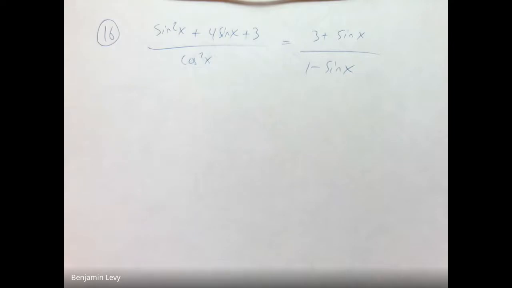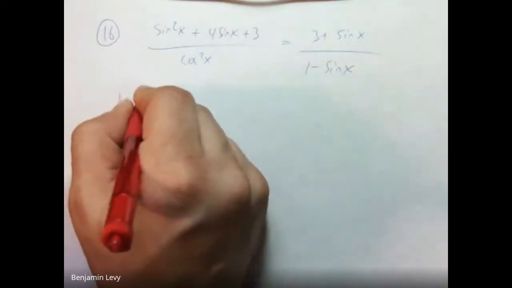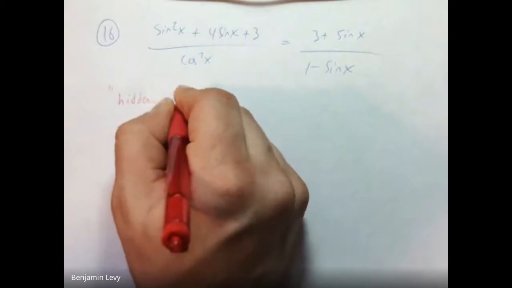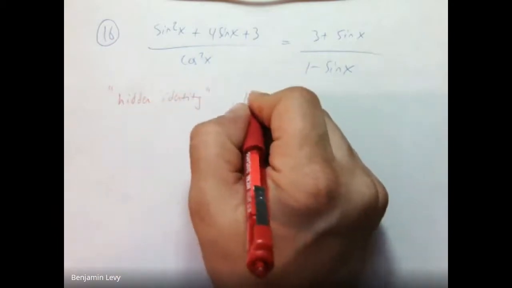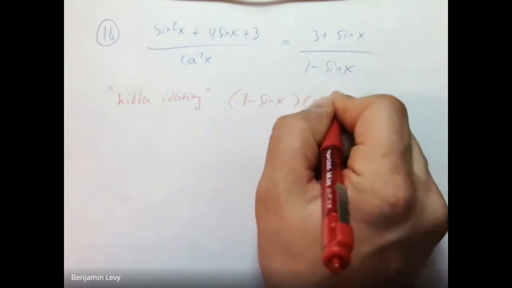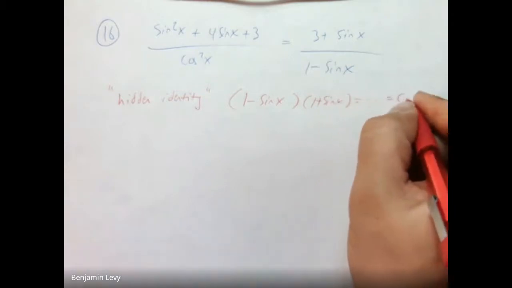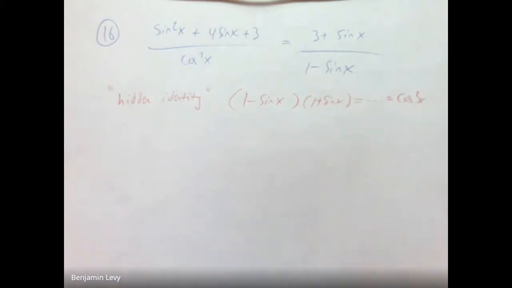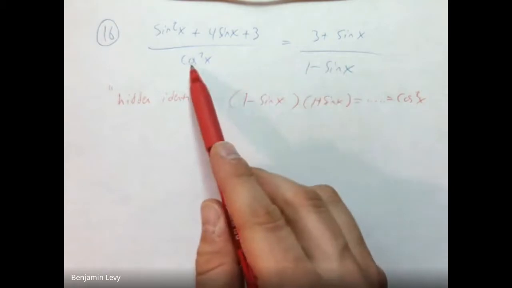And so when I'm looking at this one, I remember this hidden identity. We had this quote unquote hidden identity. I can't remember what page it's on, but what I had showed you at one point was if you multiply 1 minus sine times 1 plus sine, and you do some algebra, you end up getting cosine squared. And so that's what this problem is. I'm realizing that because I've got 1 minus sine here, and then the answer over here is cosine squared.